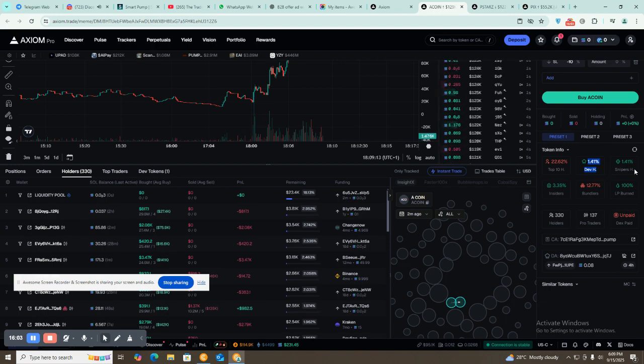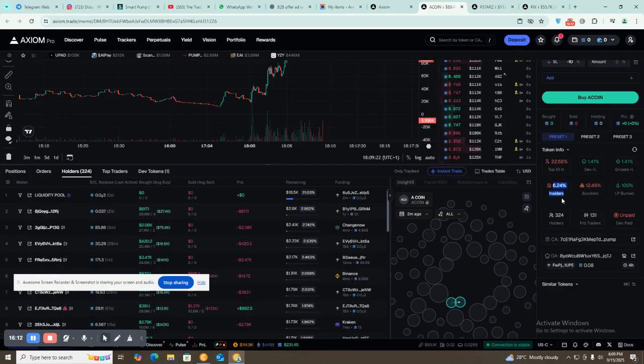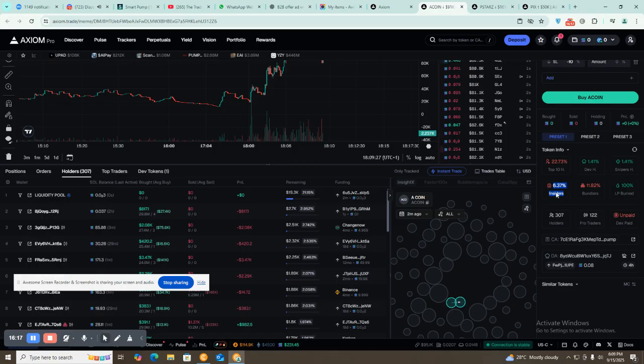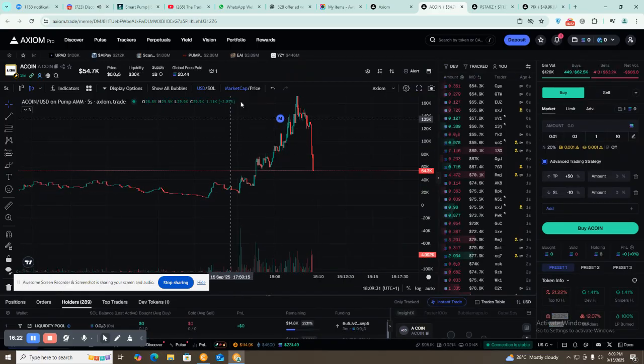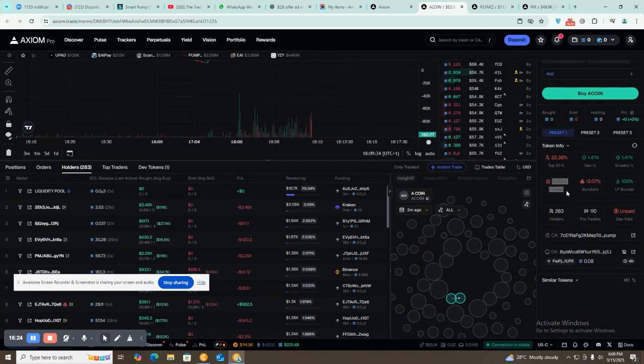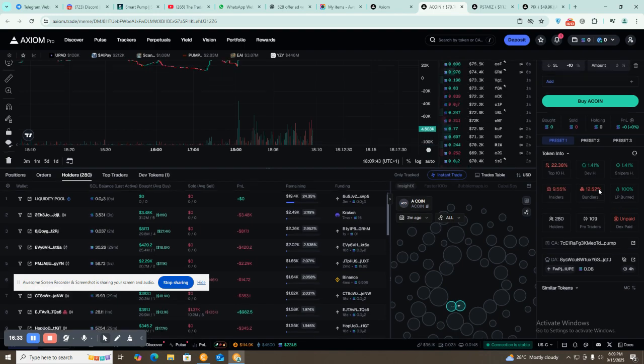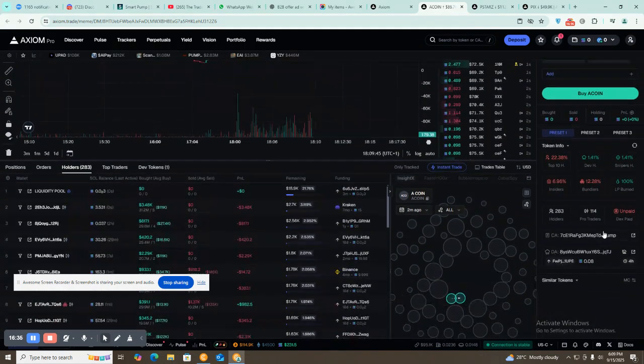So they are holding 1.4%. Insiders, maybe these are brother to the developer, friend to the developer, and some people the developer knows somewhere, maybe group owners and all that. This coin is rugging, as you can see. So the bundle is currently 12.7, which is a little bit okay, but I don't take everything here. I take them with a pinch of salt.